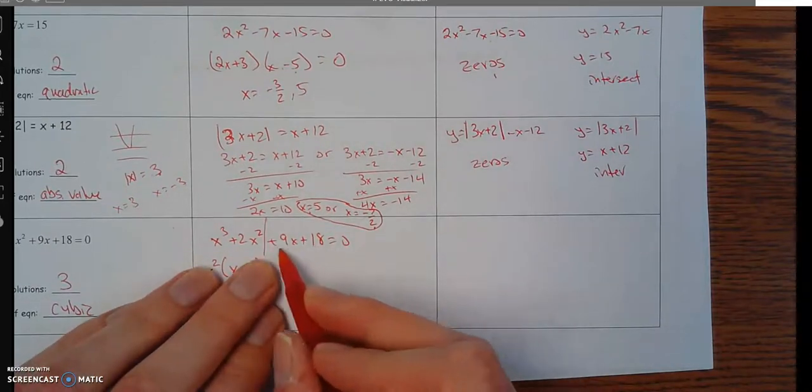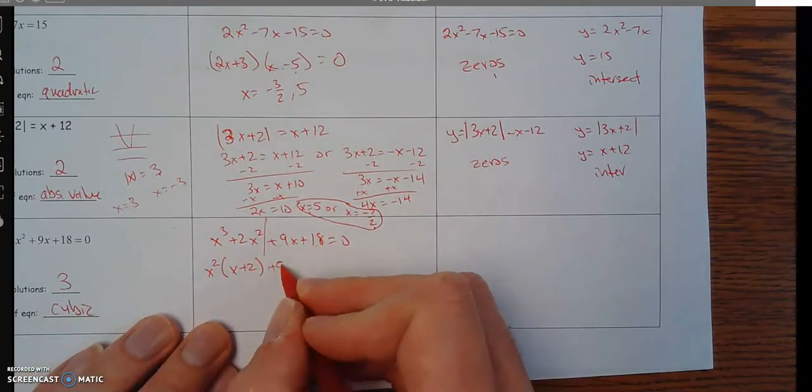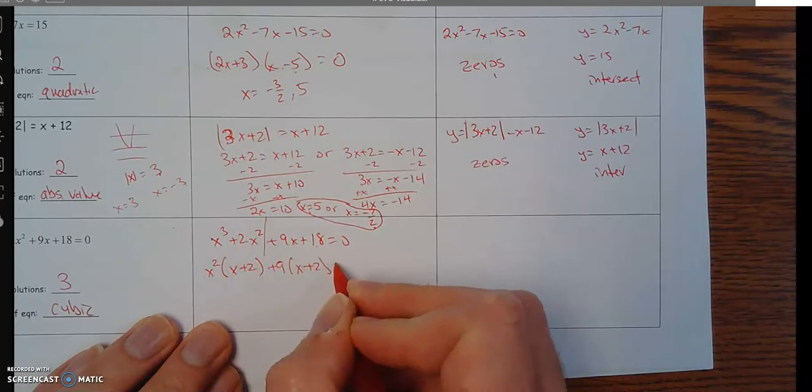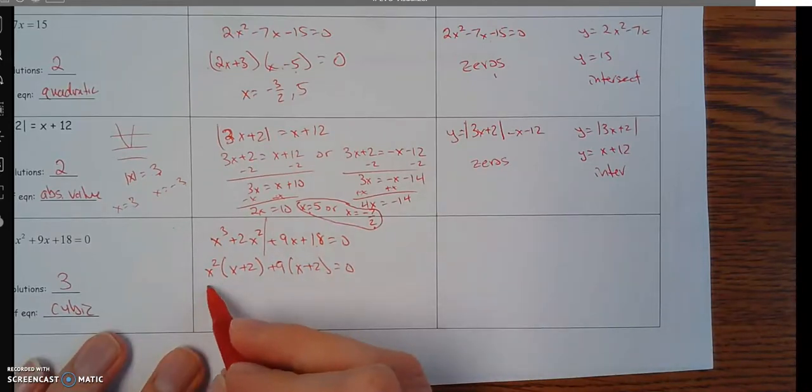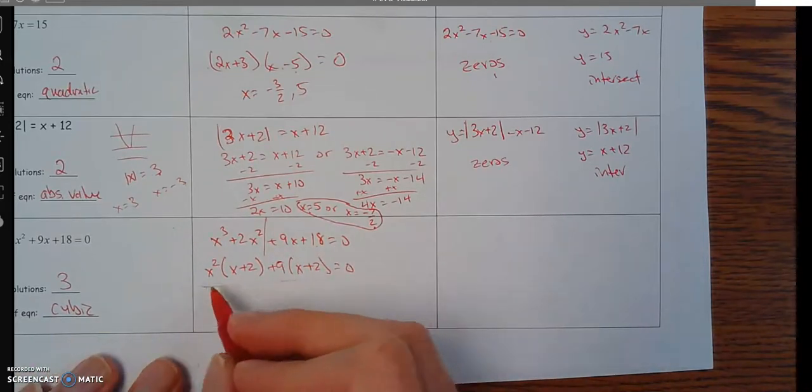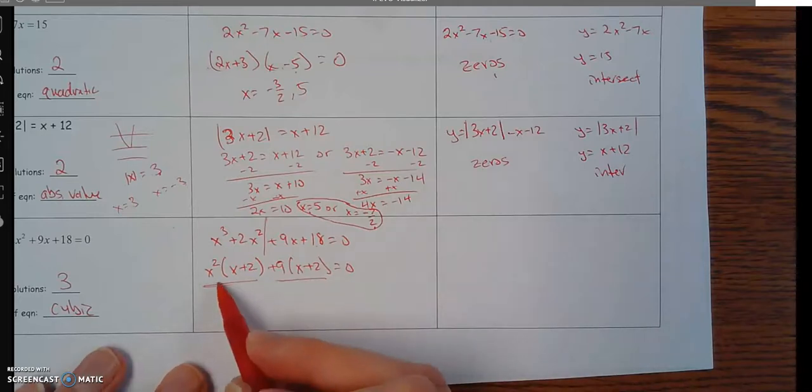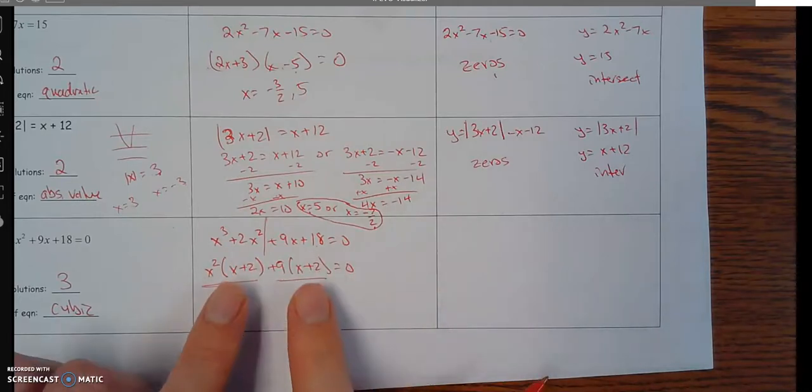Over here, what can I take out of both of those? I can take a positive 9 now. Okay, now I've got two things being added together, two products, this product and that product. What do they both have?